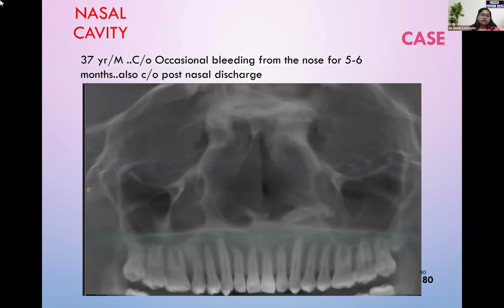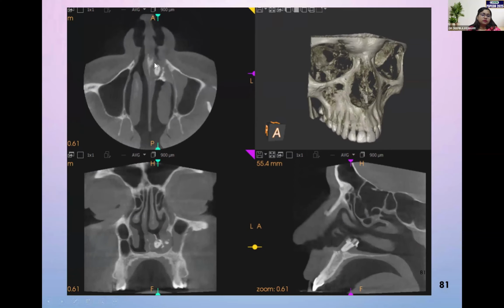Now coming to the nasal cavity, this 37-year-old male patient was complaining of occasional bleeding from the nose for 5 to 6 months, and also complained of post-nasal discharge. When we took this scan, we could see a tooth-like structure within the left nasal fossa. The CBCT was done for this case, and we could easily locate the position of the tooth, which is displaced within the left nasal fossa, and it is also surrounded by mucosal thickening over here, as you can appreciate in this section.